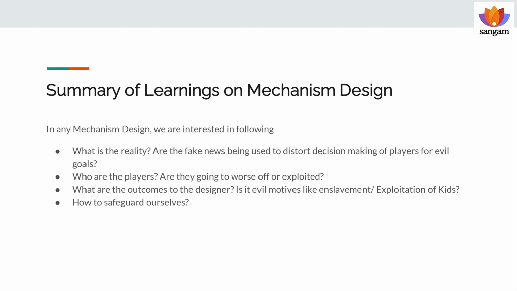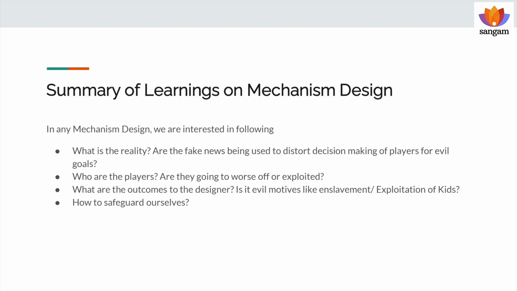If the answer to the first question is that fake news is there for evil goals, there is a likelihood that your actions are going to make you worse off and get you exploited. And what are the outcomes for the designers? What is the designer achieving by doing this? Is it evil motives like enslavement, exploitation of kids, or total control, or is it just making some profits? That is what we would like to understand from the mechanism design point of view.